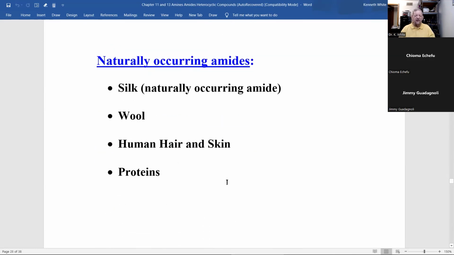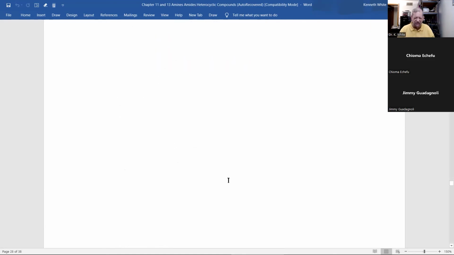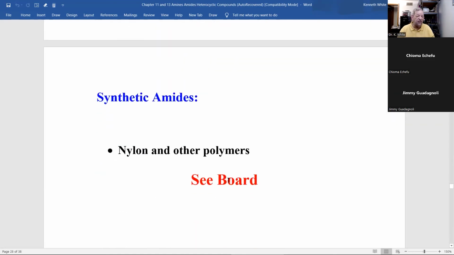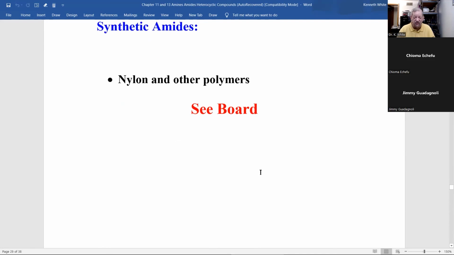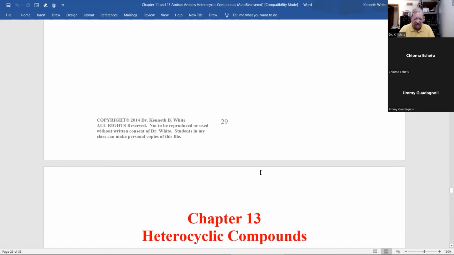Now, naturally occurring amides. I'll talk more about it when we get into amino acids and proteins: silk, wool, my hair, what's left of it, my skin. Proteins are all amides. And synthetic amides, which I'll talk about when we get into polymers, are nylon. Anything nylon is an amide, synthetic, man-made.